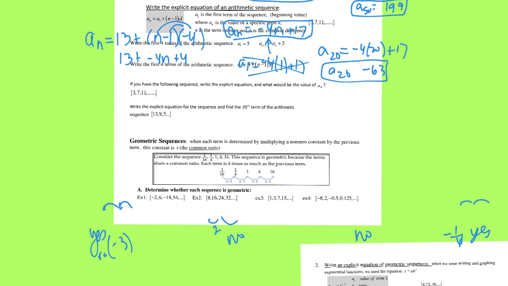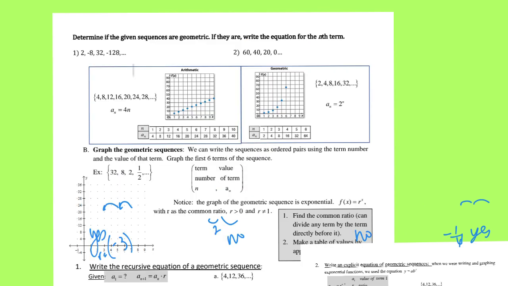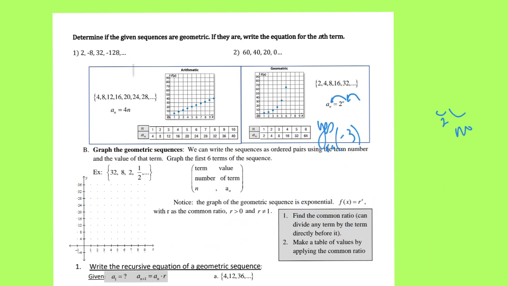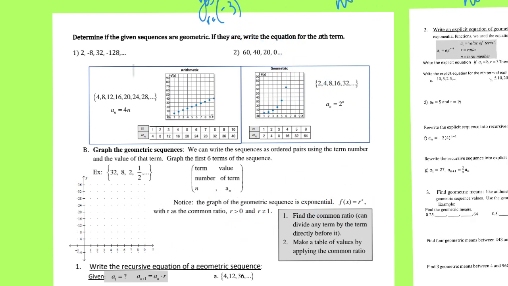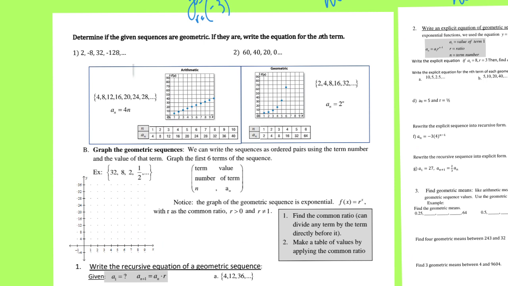I have to work a little harder to get it. I'll pause the video. Okay, so what we're going to do is look at geometric sequences and see, can we write those equations? Can we see what is going on with them? And I think on this one here, it's asking us to determine if it's geometric, and then write the formula for it.